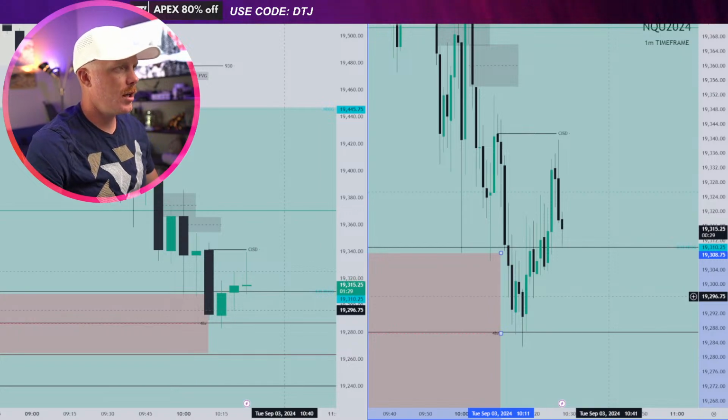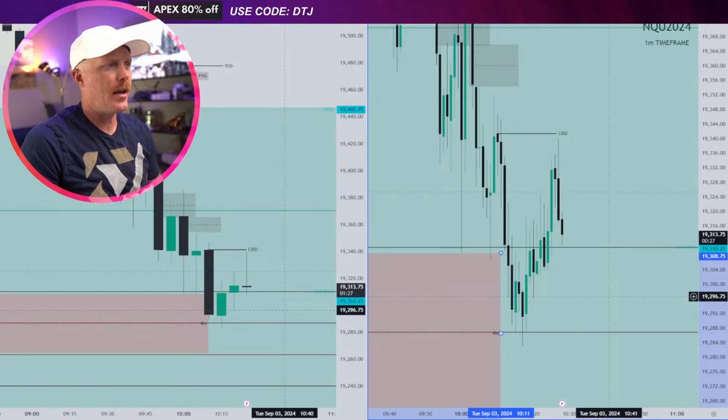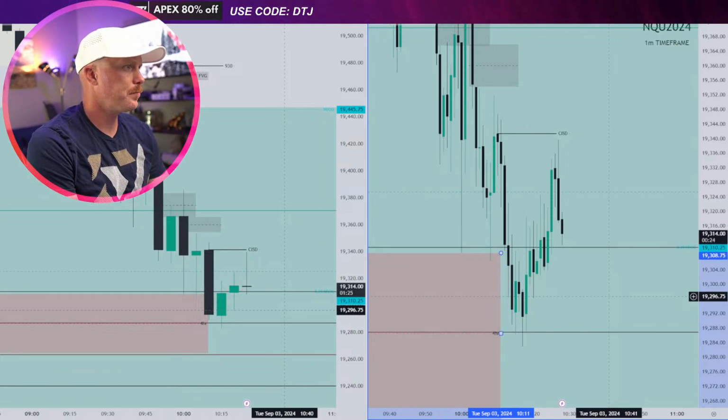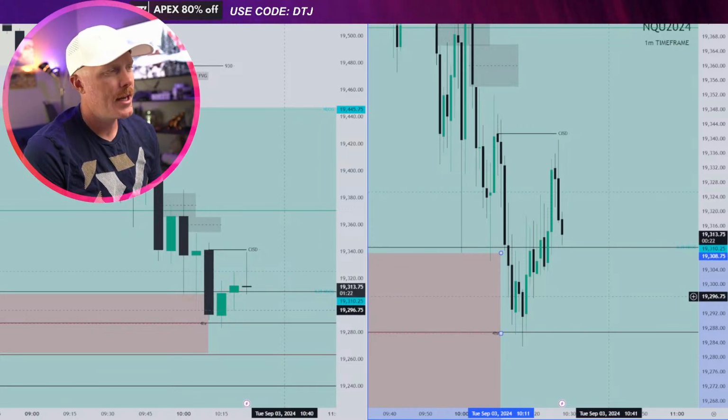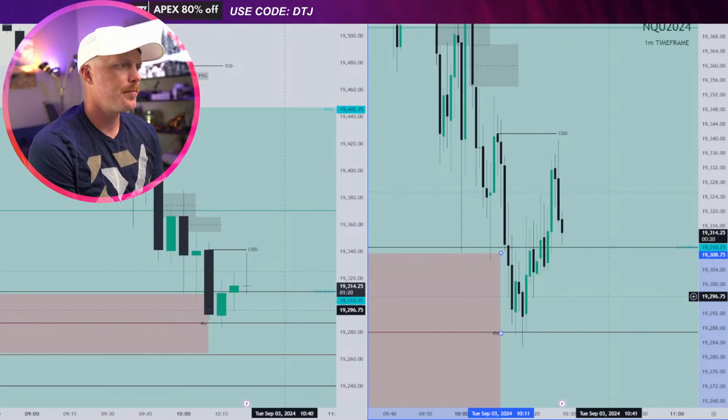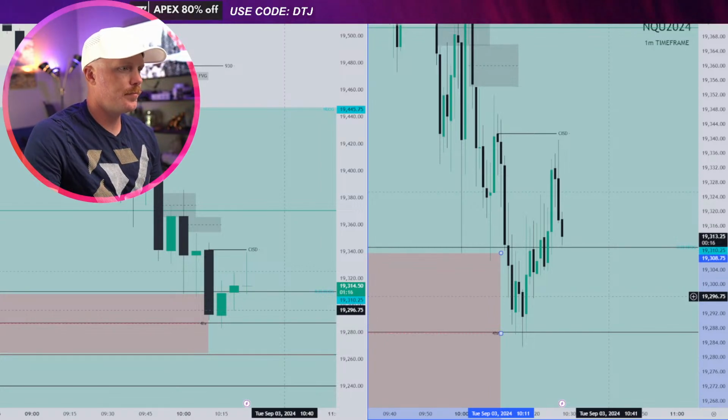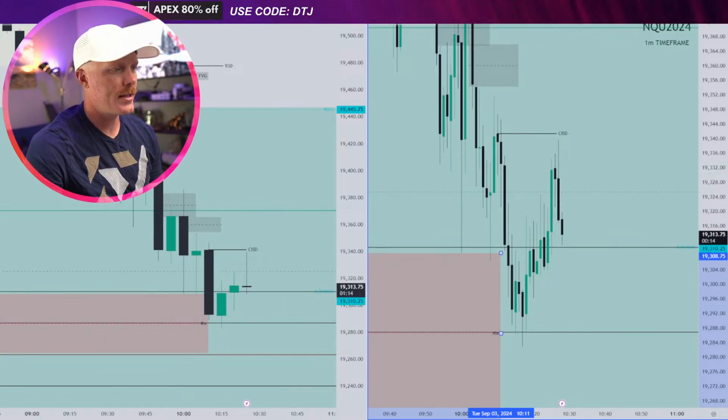Let's start talking about the fair value gaps. I want to talk about fair value gaps today, and the types of fair value gaps that you can look at. And we'll read some price action to see if we'll probably get some type of reaction.